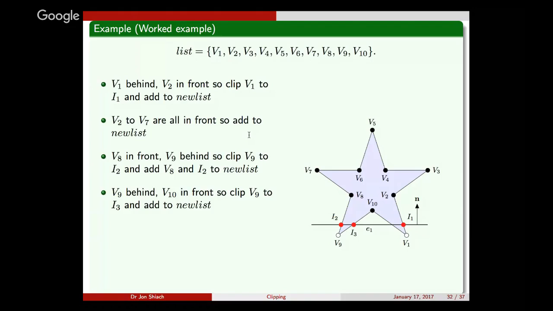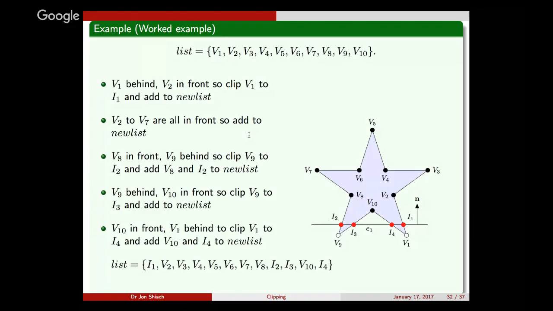V9 to V10, well, V9 is behind and V10 is in front. So as well as clipping V9 to I2, I also need to clip V9 to I3, and I add I3 to the new list. And finally, V10 is in front of my edge, and V1 is behind. So I clip V1 again. I've already clipped V1 to I1. I clip V1 to I4, and I add V10 and I4 to the list.